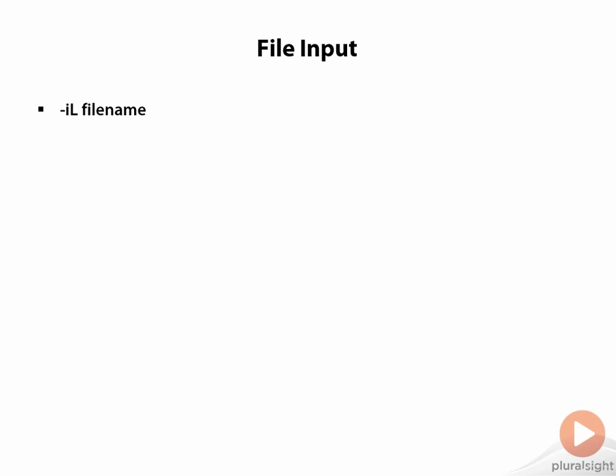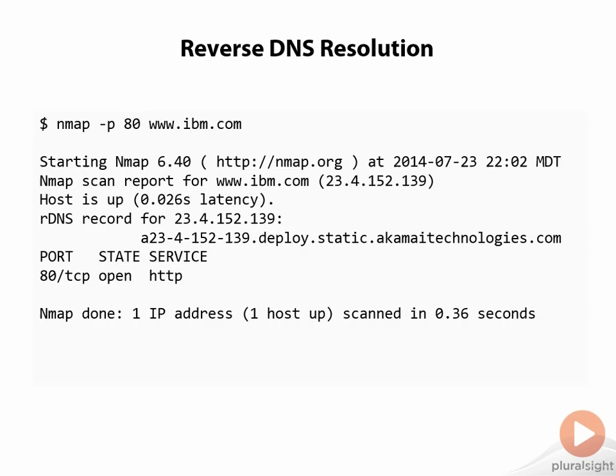After expanding the target list into individual IP addresses, Nmap performs the host enumeration phase to determine which IP addresses are actually associated with live systems. Once Nmap has that list, the next phase of operation is a reverse DNS lookup on the IP address, trying to turn it into a name. Here we've provided Nmap with the host name www.ibm.com, which during the target expansion phase was turned into an IP address of 23.4.152.139. During the reverse DNS lookup phase, that IP address is turned back into a host name, resulting in the name a23-4-152-139.deploy.static.akamaitechnologies.com. In this case, the forward and reverse DNS entries don't match.